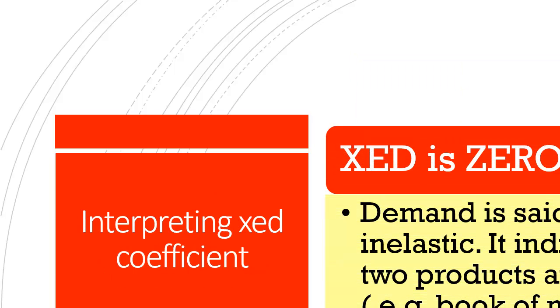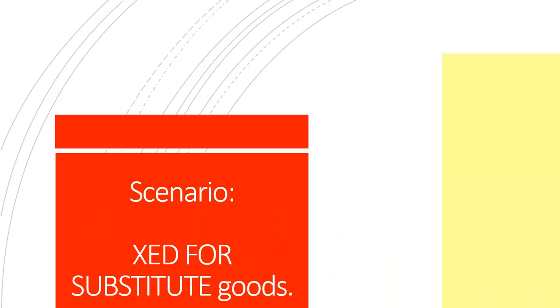Or we would have an XED of 0. This happens only in the case of unrelated products. An example of unrelated products is a book of matches and houses. They are not substitute products, they are not complementary products, and therefore the XED for this type of product is 0. All right.